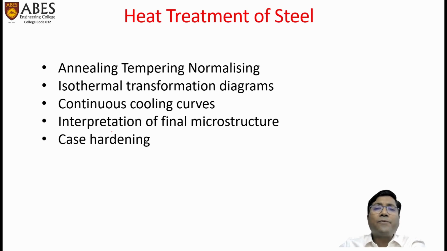Unit 4 consists of heat treatment of steel. Here we'll learn annealing, tempering, normalizing, various heat treatment methods, isothermal transformation diagrams, the continuous cooling curves, interpretation of final microstructure, case hardening, etc. This will be covered by another colleague of mine, Mr. Manabendra Saha, in his subsequent videos.